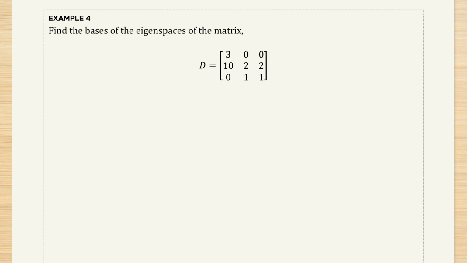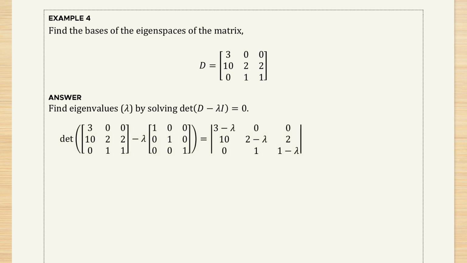Find the bases of the eigenspaces of the matrix. This is just another way of saying find the eigenvalues and eigenvectors. We find the eigenvalues by solving the characteristic equation. Subtract lambda from all the entries along the main diagonal of matrix D. Find the determinant and set the determinant equal to 0. Find the values of lambda.